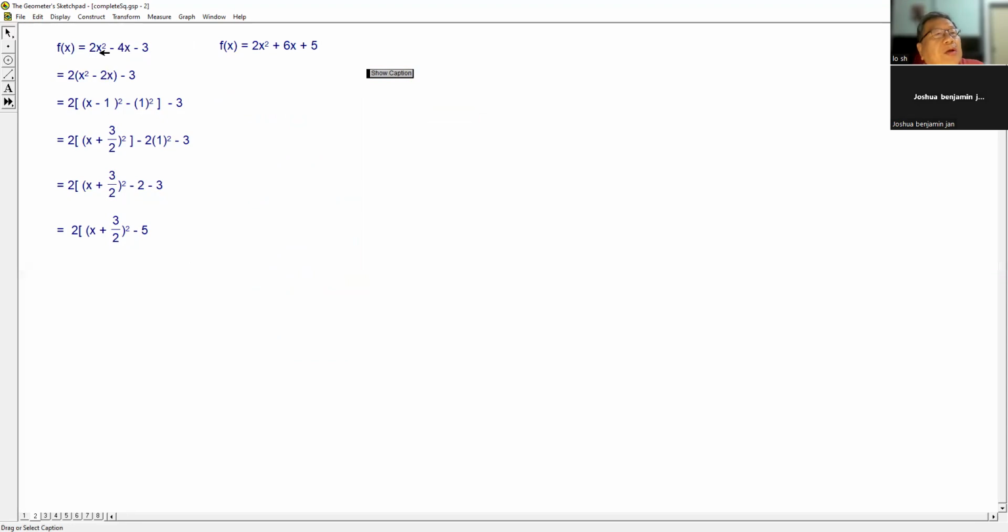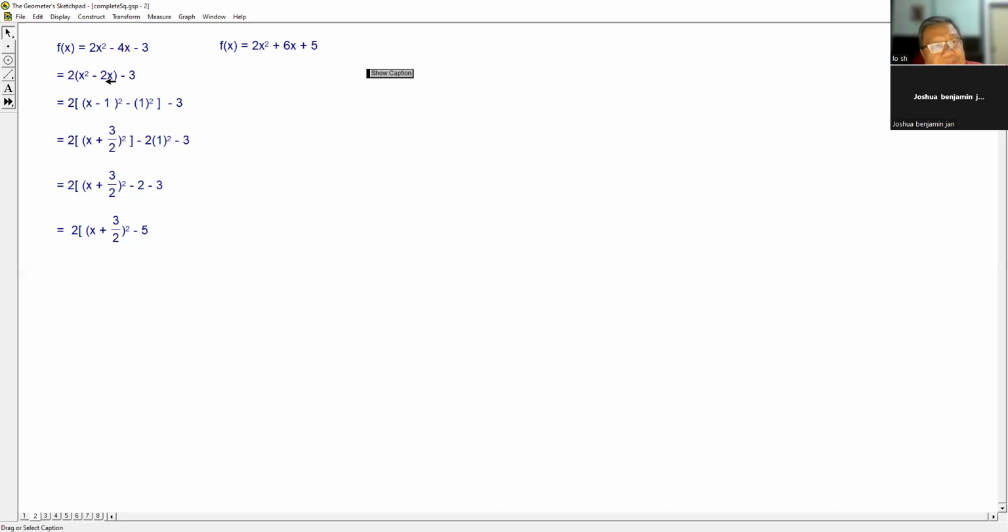It's positive 2. So if there is a number in front, you must take out the number in front. So if I take out this number in front, 2, then the x squared will only become x. Then the second term here, -4. If I take out 2, what will be inside the bracket here? So if I take out the number 2, means I have to divide by 2. -4 divided by 2 is -2.